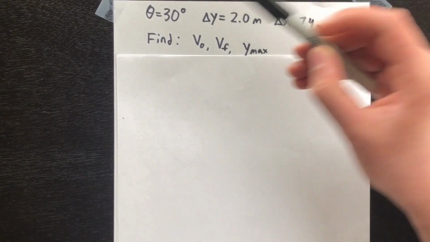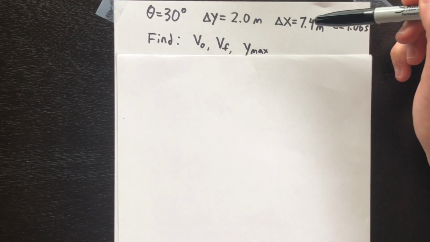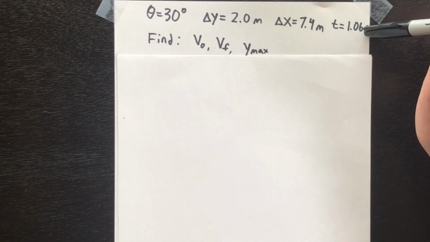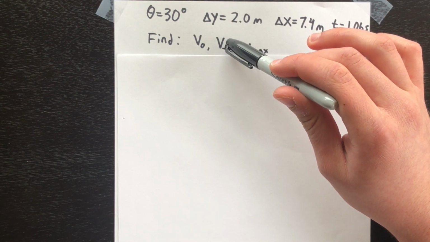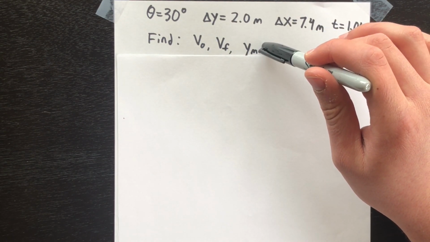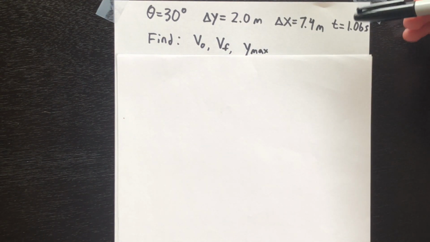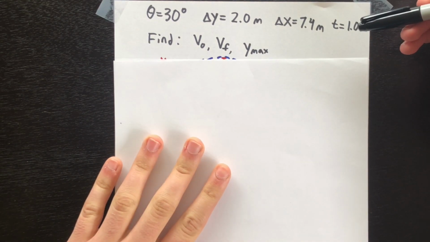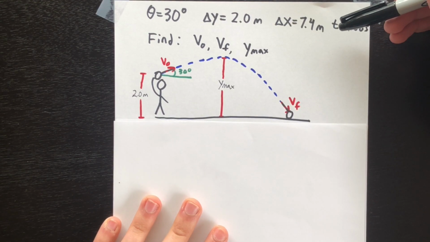So we know we're starting with a launch angle of 30 degrees, it's thrown from a height of 2 meters, travels a horizontal distance of 7.4 meters, and it's in the air for 1.06 seconds. We want to find what speed it was thrown at, what speed it lands at, and its max height in the projectile. So what we're starting with is a little bit different here. This time we know the time, last time we didn't know the time, but the fundamentals of how you solve these problems don't change. I always like to start with a picture of the situation.